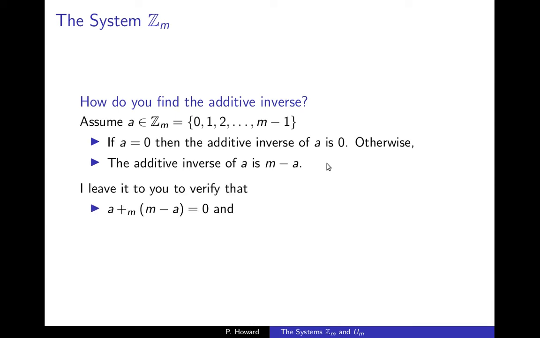So I'm leaving it to you to verify that a plus sub m the quantity m minus a is 0. This should simply use the definition of plus sub m. And I'm leaving it to you to verify that if you take something in Z sub m which is non-zero, then m minus that thing is also in Z sub m. Also an easy thing to verify, just manipulating some inequalities.